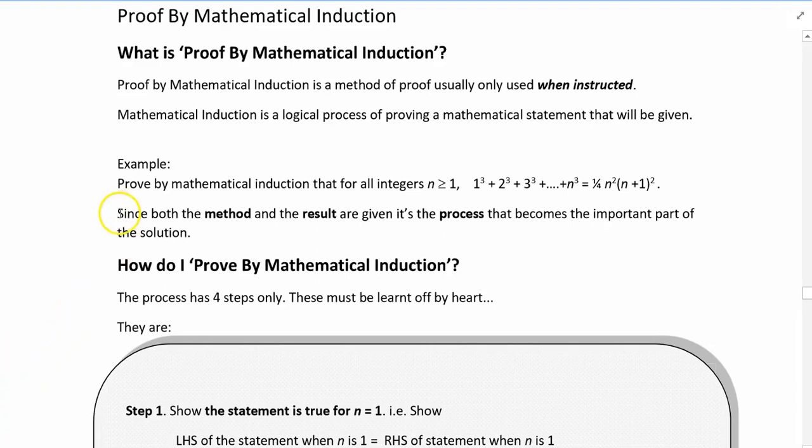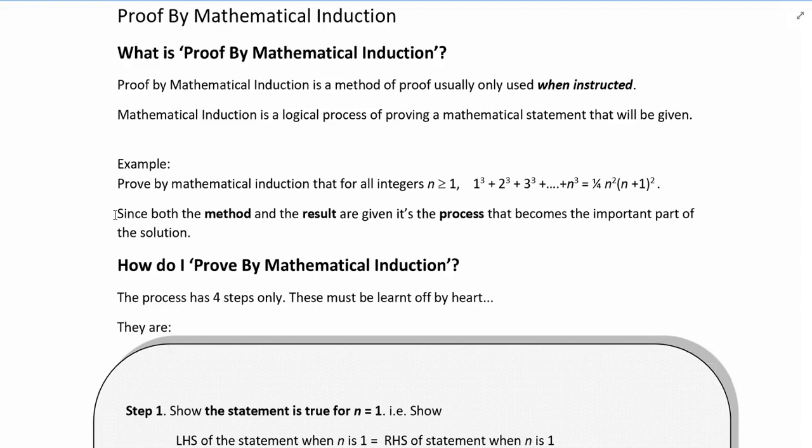So, as it says right here, because this is a method of proof, in proof you're given the statement. In this case, you'll be told whether it's true and what it's true for. So you'll be able to set up your statement based on the information you're given. What then becomes the focus is this process of logical thinking.